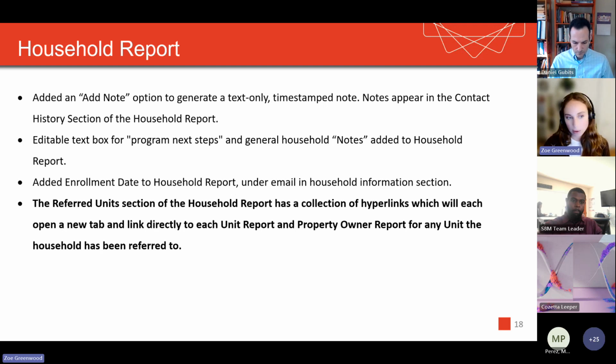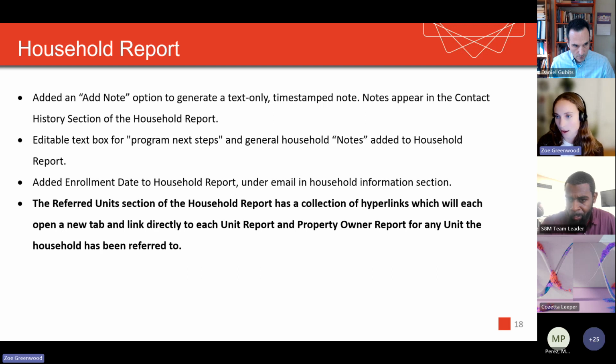There is an editable text box for program next steps and for general household notes in that main first section of the household report. We've also added the enrollment date to the household report so it's more visible. And a big one is that the referred unit section has a collection of hyperlinks that each open a new tab to link directly to a unit report and a property owner report for a unit that the household's been referred to. I will show you what I mean by that because obviously it's easier to see it.